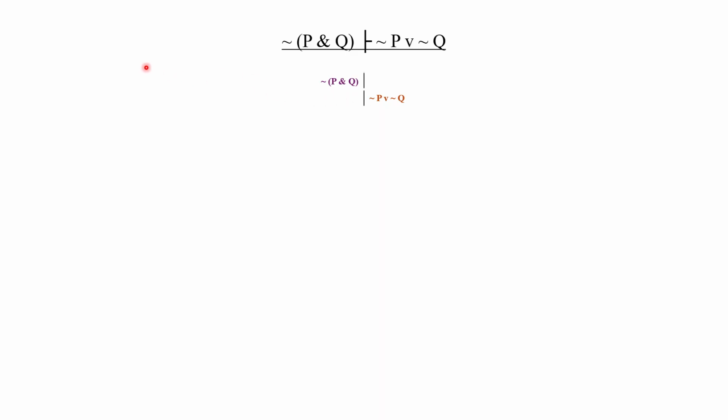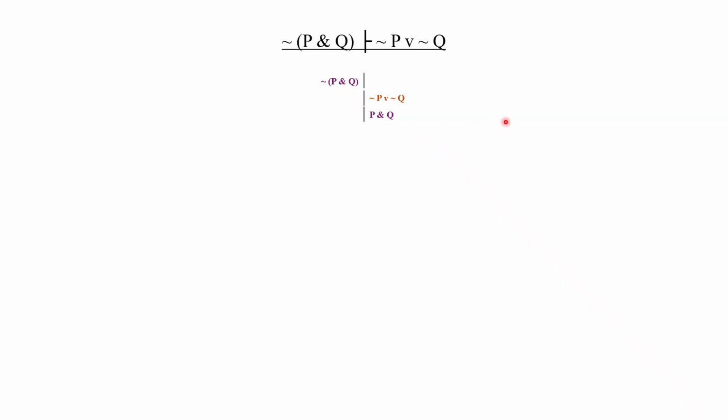As you can see, I color-coded the different statements. So everything that's in purple will be related to this premise here, and everything that's in orange will be related to the conclusion over here. So the first thing we have to do with our tilde P and Q is flip it across to get rid of that tilde. So once we flip this across, we get rid of the tilde. Now it's just regular P and Q.